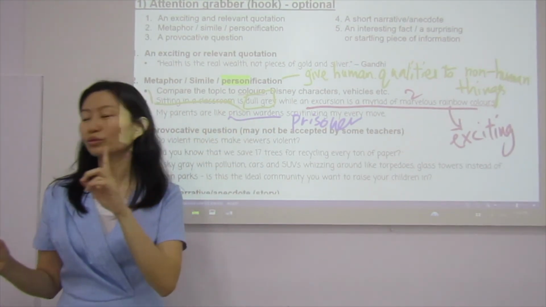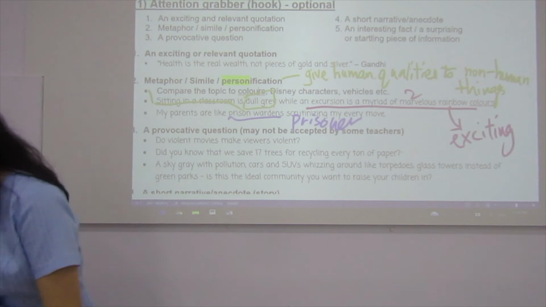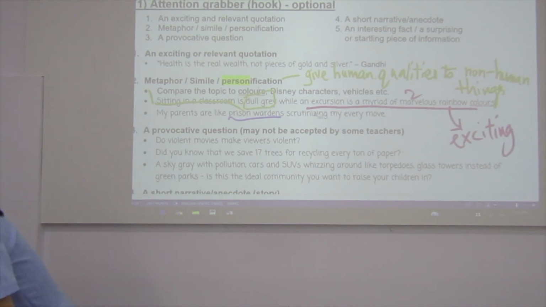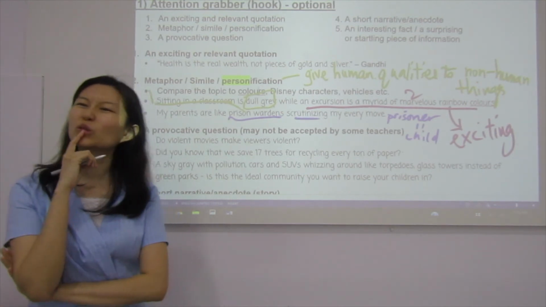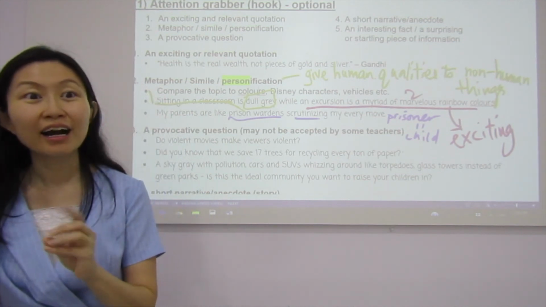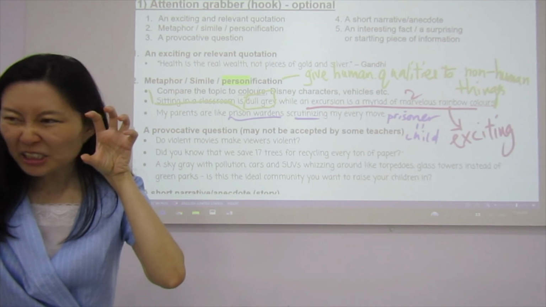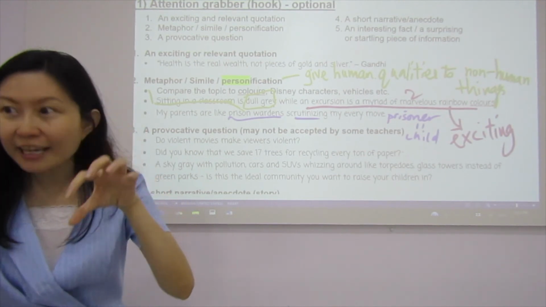I need you to tell me the meaning of the word scrutinizing. What's the meaning of the word scrutinizing? So the kid is a prisoner, the child is a prisoner. Scrutinizing my every move. Kind of. Scrutinizing means they are looking carefully.